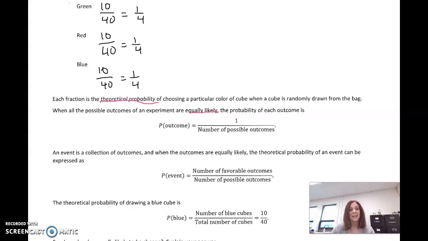An event is a collection of outcomes, okay? Kind of like a sample space, right? When the outcomes are equally likely, the theoretical probability of an event can be expressed as the number of favorable outcomes over the number of possible outcomes. Again, this means total, right? The total outcomes and favorable outcomes. Well, favorable means what event do we mean to have happen? And this will make more sense when we try some examples.